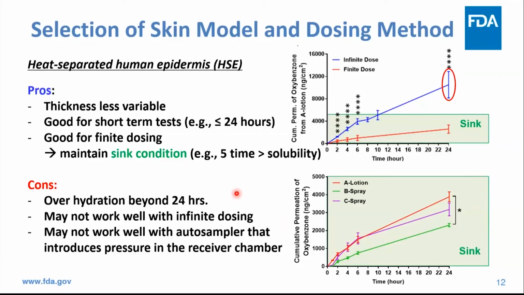So therefore, HSE may be only good for finite dosing. It is also important to know that to obtain reliable data, sufficient HSE skin samples need to be obtained from multiple donors, and each donor should have at least 6 to 9 pieces of good quality sample to allow for at least 2 to 3 repeat experiments for us to get the data.